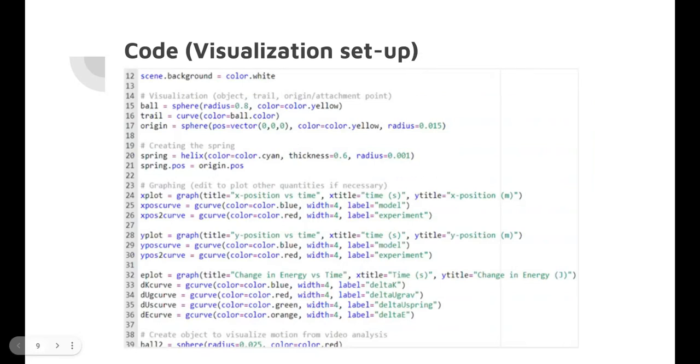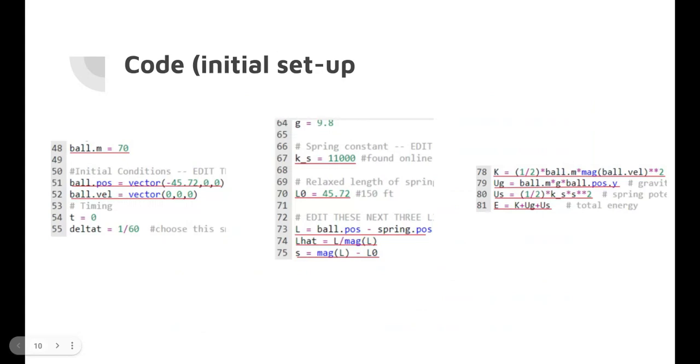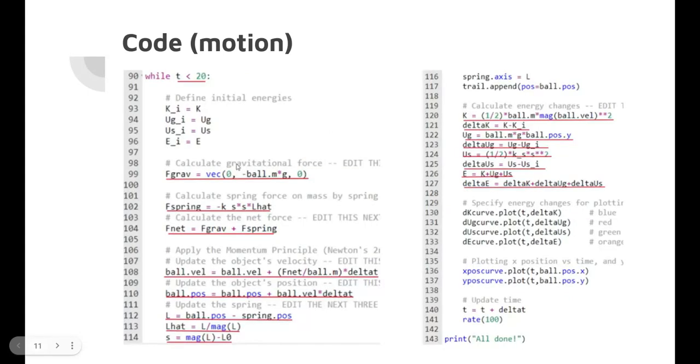So here's the beginning of my computational model, where I created the visualization setup so that you could see a picture of the motion of the system. And here's where I inputted initial values into my code and calculated the initial energies. And here's where I created a while loop to update the motion of the object over time. I also updated the energies, which I then put into my graph.